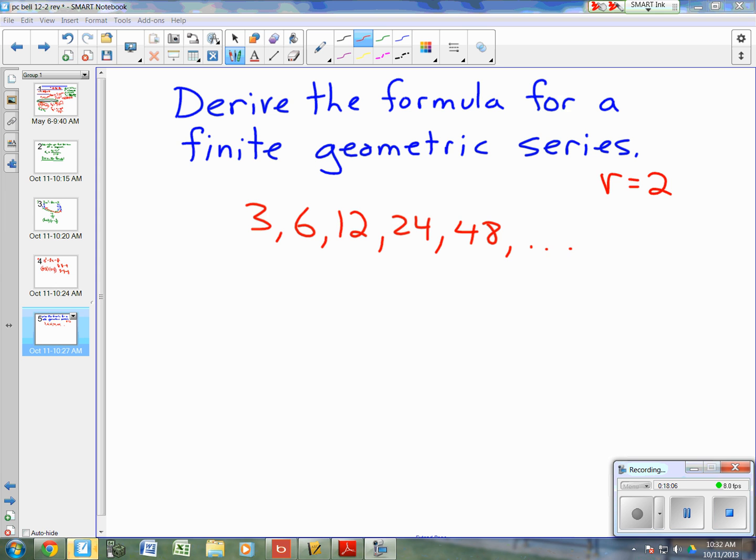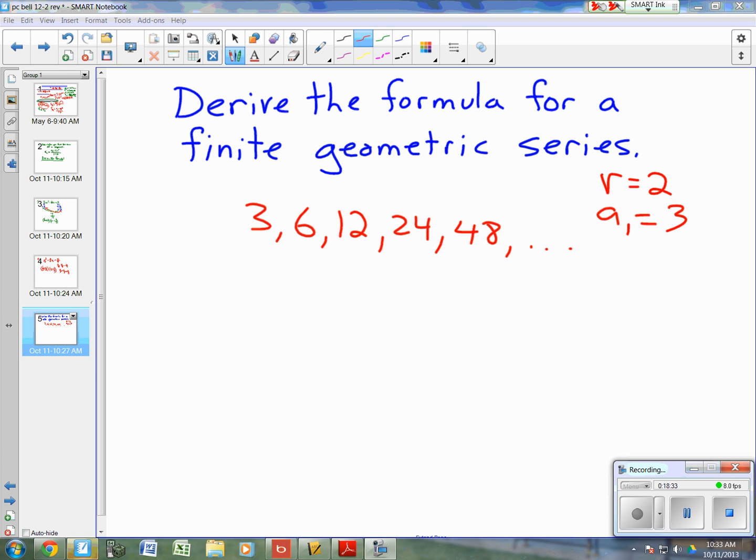Okay, so what would the next term be? The next term would be 96, right? So the next term would be 96. So what is a sub 1 in this case right here? A sub 1 means the first term, which is 3. Now, these are the kind you said that you did when you were in 9th grade, right? And you worked with them.